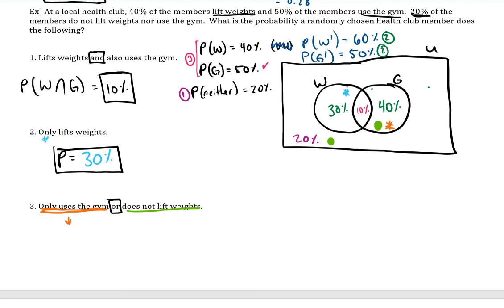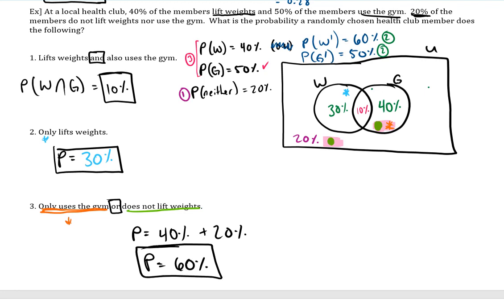Okay, so the way I'm going to break this one down, the or is telling you to add up anything that was marked. Okay, so I marked with those two. Let me go ahead and highlight them at this point. So since this is the last part, those are the two regions that I marked. So that means this probability is the 40% plus the 20%. So this probability would add up to be 60%. So probability that a randomly chosen gym member only uses the gym or does not lift weights is 60%. Okay, so the or is a weird case there, but that's how we treat or in this problem still.